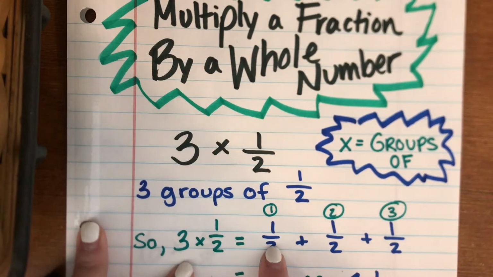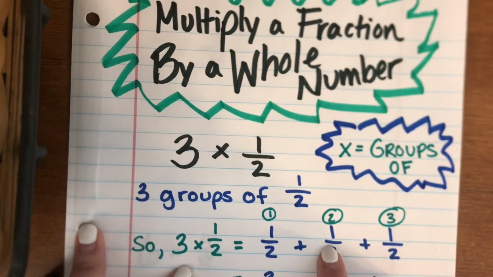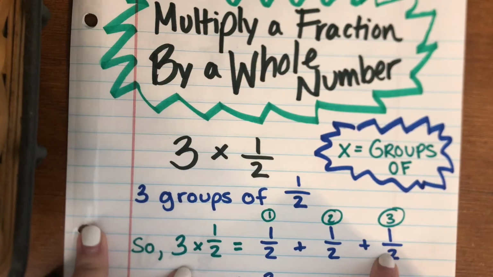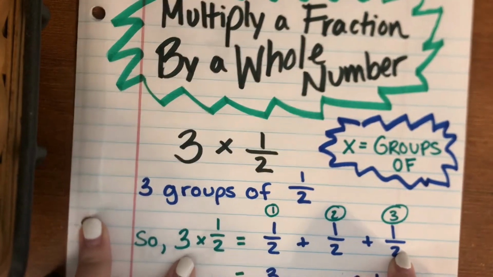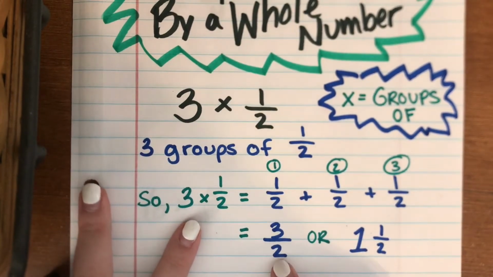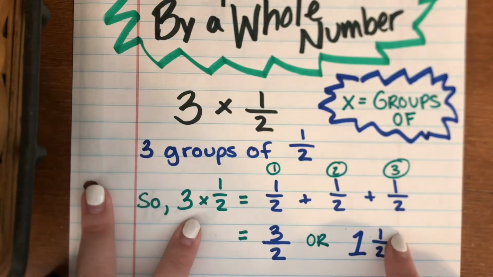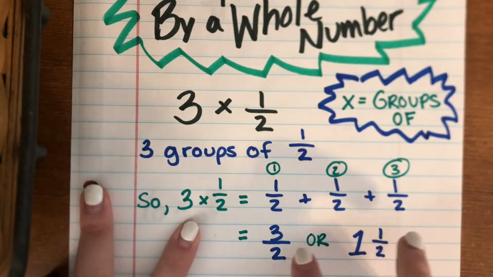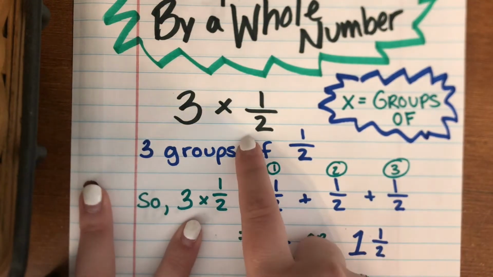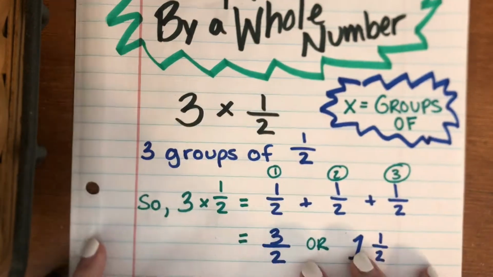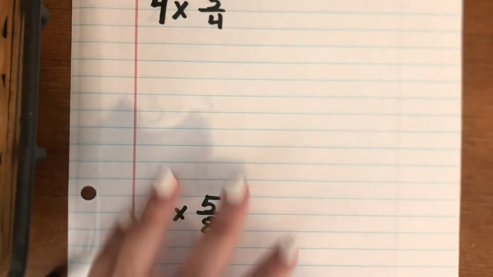I'd have 1 group of 1/2, 2 groups of 1/2, 3 groups of 1/2. And I can literally just add all of my numerators together and I'd get 3 halves. Or I know that I could pull out 1 whole from 3 halves and have 1 and 1/2. Either of these would be a correct answer to my problem, 3 times 1/2. So keeping that groups of in mind, let's do a few more examples.